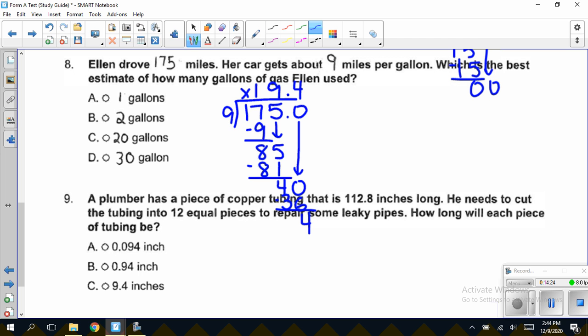So now looking at my answer choices to find the best answer, I obviously see that right now I have 19 4/10. Well, I know that automatically eliminates 1 gallon because 1 is not close to 19 at all. Obviously the same thing for 2 gallons. Now I have to choose between 20 and 30 gallons. Well, I know that 19.4 is really, really close to 20, so therefore I know that my final answer will be 20.